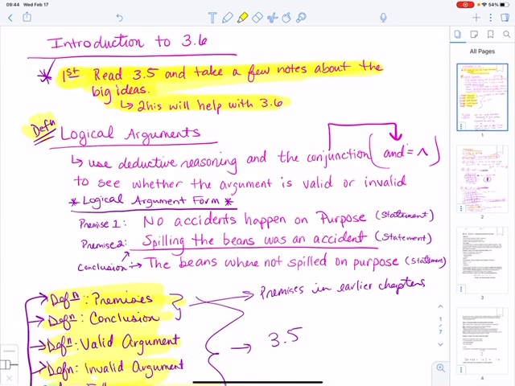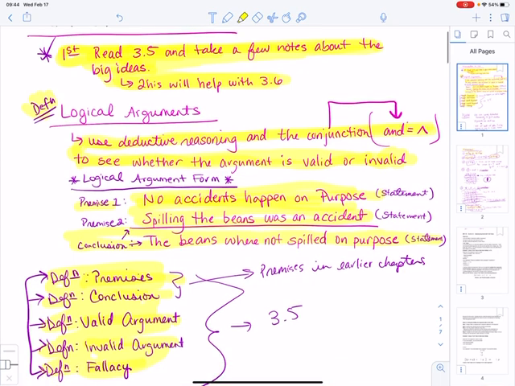That I'm using for 3.6 uses deductive reasoning and the conjunction "and" after every premise to see whether or not an argument is valid or invalid. Meaning we're going to do if-then statements and create truth tables. So we're going to basically take statements such as this statement right here in a premise, and turn it into P and Q and use the word "and" to see if the conclusion is valid using your truth table. That's basically what we're doing in a nutshell.